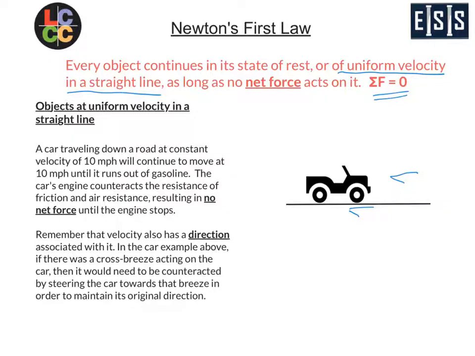Now, it's important to remember that it's also related to the direction, a straight line. If there's a cross breeze here, say, that's trying to push the car to the left or to the right, those also have to be opposed. If not, then the car is going to veer to the left or to the right, and when it does that, now you're outside of the first law. So to maintain the aspect of the first law, all the forces that are acting on that vehicle have to be balanced out. In the case of a cross breeze, you would turn the steering wheel so that the engine is helping you maintain a straight line action on that.